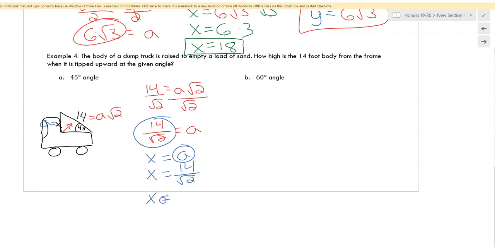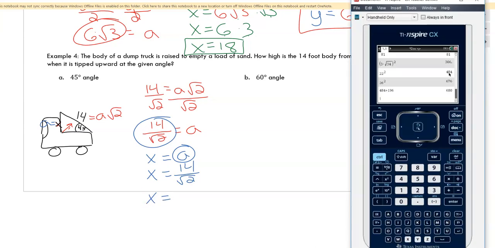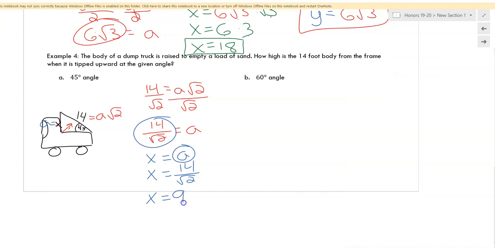Since this is a real world problem, I'm going to type that in my calculator really quick. 14 divided by, again, the square root is above the squared. So 14 divided by the square root of 2. We get about 9.9 feet.